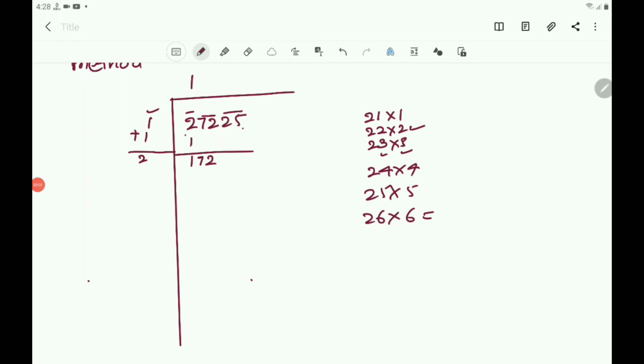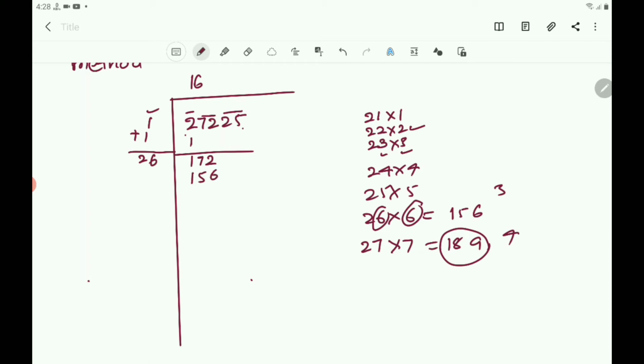26 into 6: 6 sixes are 36, 6 twos are 12, 12 plus 3 is 156. Again you take 27 into 7: 7 sevens are 49, 7 twos are 14 plus 4, 189 you will get. It becomes more. 189 becomes more. So you can take this one, that is 26 into 6, how much? 156. Because 189 is more than 172, you can't take this.